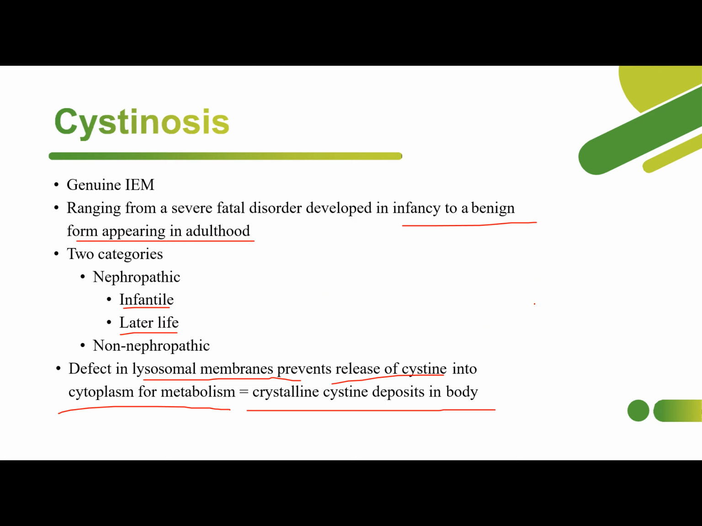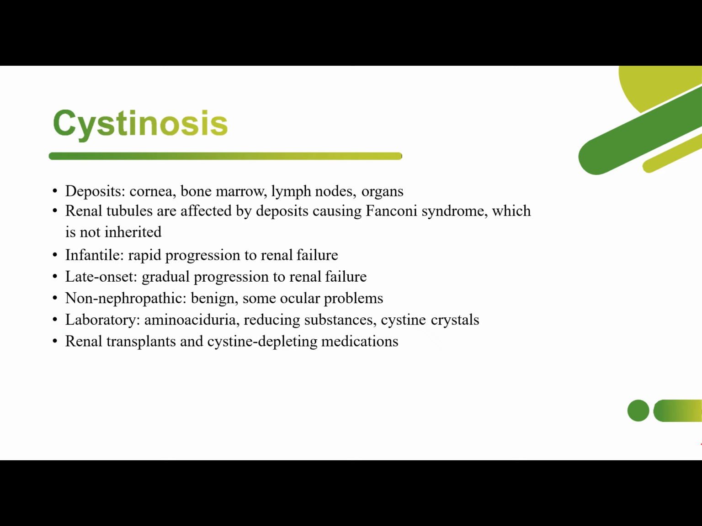So if cystinuria, class, would only affect the urine, in cystinosis, class, it would affect the body, especially the kidneys and the cells. Now, there would be cystine deposits, class, found in the cornea, the bone marrow, lymph nodes, and other organs. Renal tubules are affected by deposits causing Fanconi syndrome, which is not inherited. In infants, there would be rapid progression to renal failure. Then on late onset, gradual progression to renal failure. For non-nephropathic, there would be benign and some ocular problems.